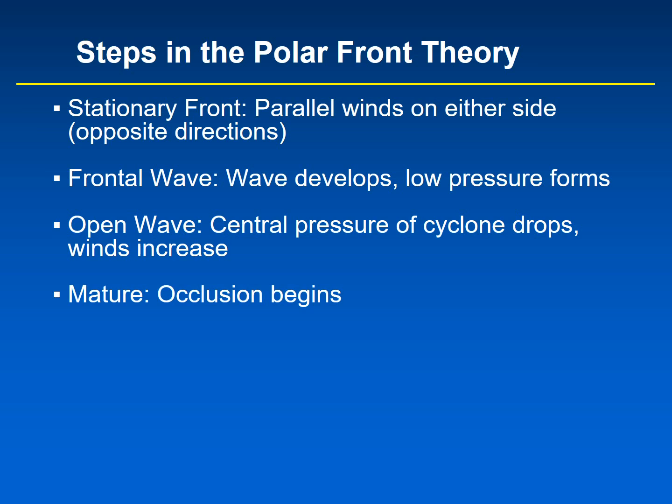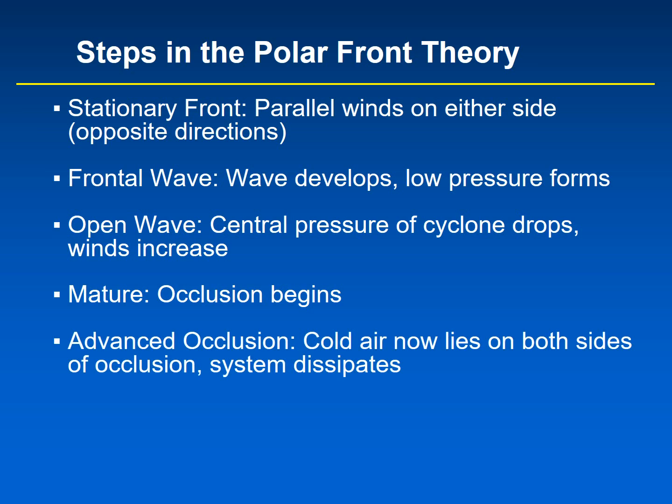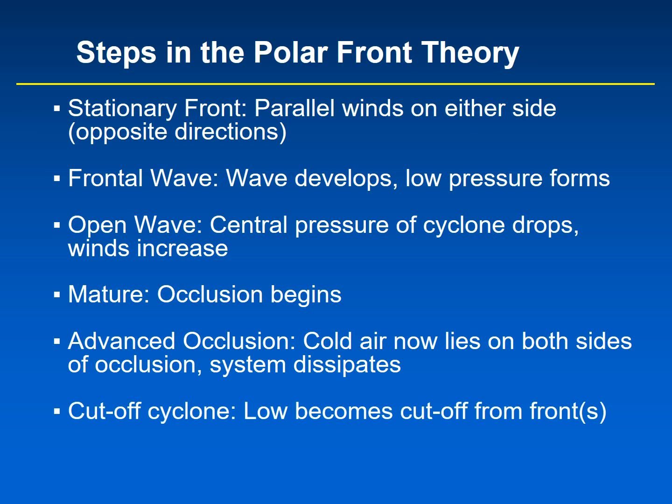At the mature stage of the cyclone there is the initial occlusion. The cold front has caught up to the warm front, the northern end has. And as the occlusion covers a greater distance, as the occlusion becomes advanced, cold air now lies on both sides of that occluded front. The system dissipates. And eventually, the low becomes cut off from the fronts, and then that's basically the end of the cyclone.